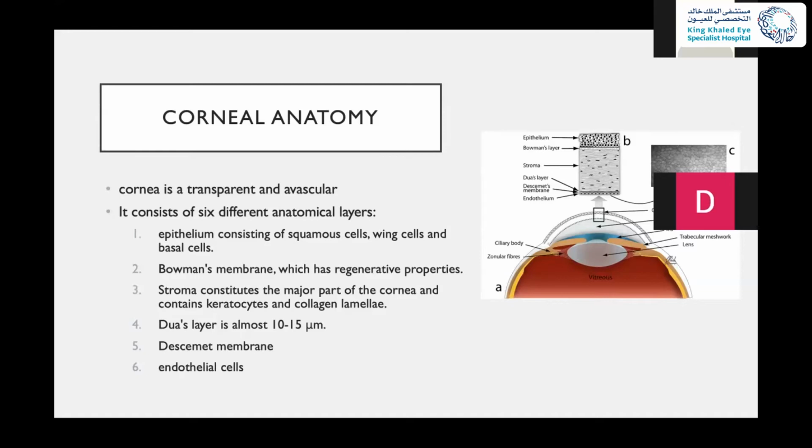The second layer is Bowman's membrane, which has regenerative properties. The stroma constitutes the major part of the cornea, and it contains keratocytes and collagen lamellae that are more densely distributed in the anterior part as compared to the posterior part of the stroma. Those layers are almost 10 to 15 microns in thickness, and remain strongly adherent to the overlying stromal fibers. The innermost 2 layers are unable to regenerate, which are the Descemet membrane, which provides a base for the endothelial cells that have a key role in maintaining corneal transparency.